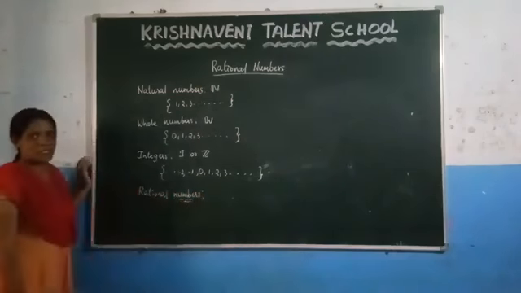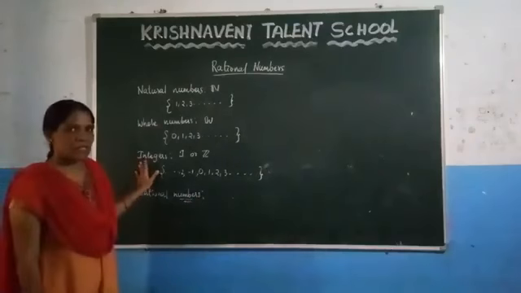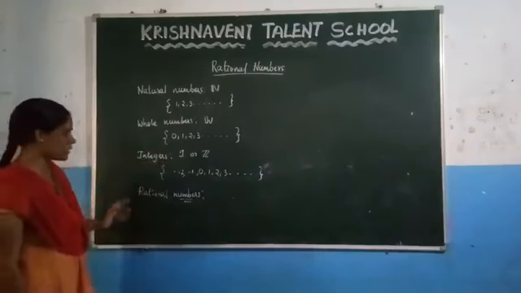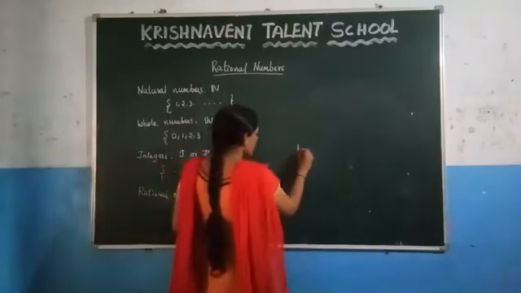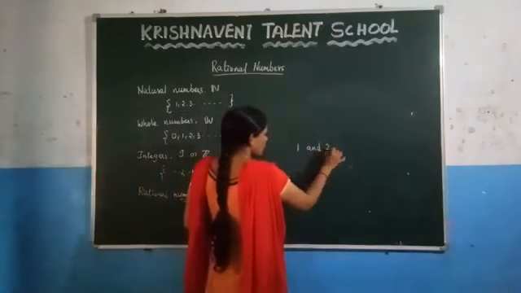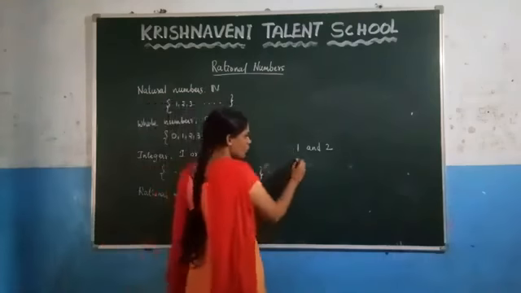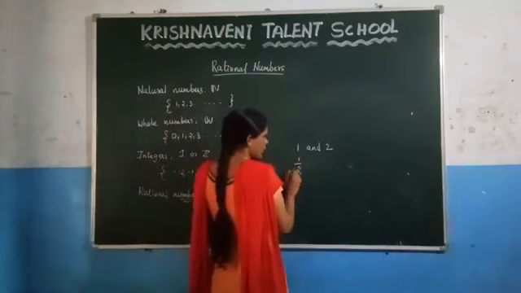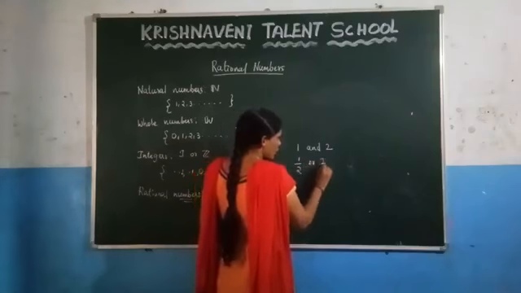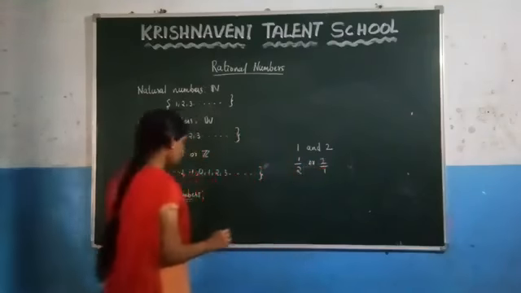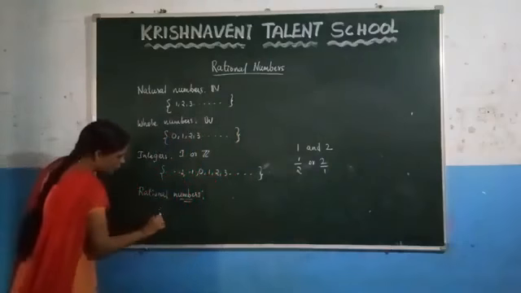Okay. What are rational numbers? Rational numbers are this: if you consider any two integers, let us consider two integers 1 and 2, you have to write these integers in the form of a fraction. This one you can write as 1 by 2 or you can write it as 2 by 1. Right? So how do you define the rational numbers?